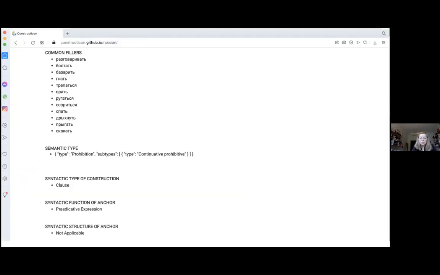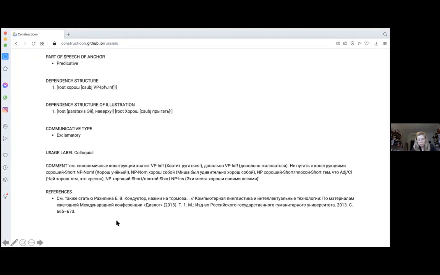We specify most common fillers of the slot and also provide some more additional information like semantic and syntactic type of construction, syntactic function and structure of the anchor, as well as universal dependencies analysis of the syntax, usage label, comments, and also references to existing scholarly descriptions.